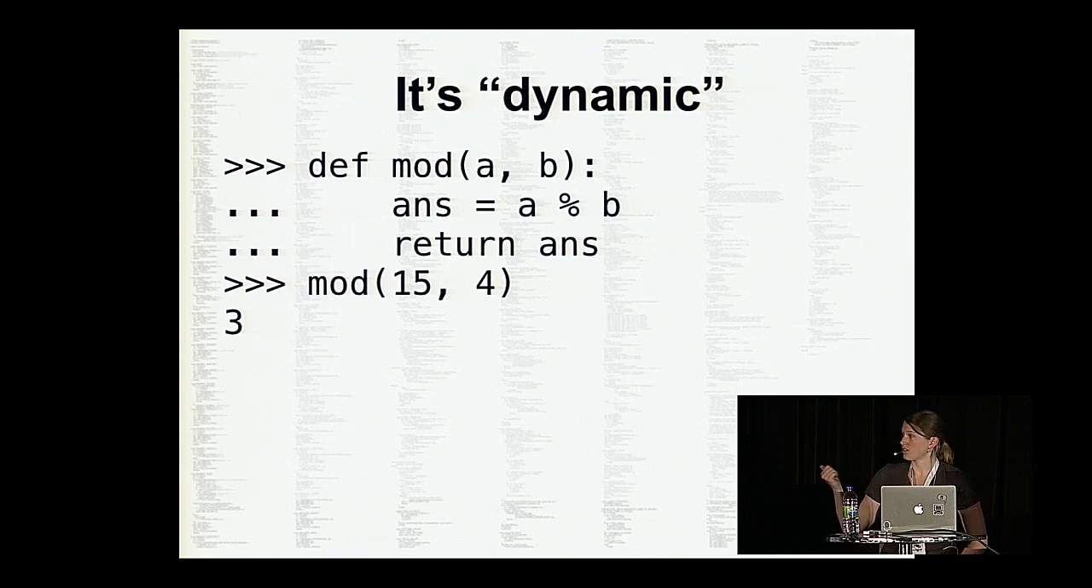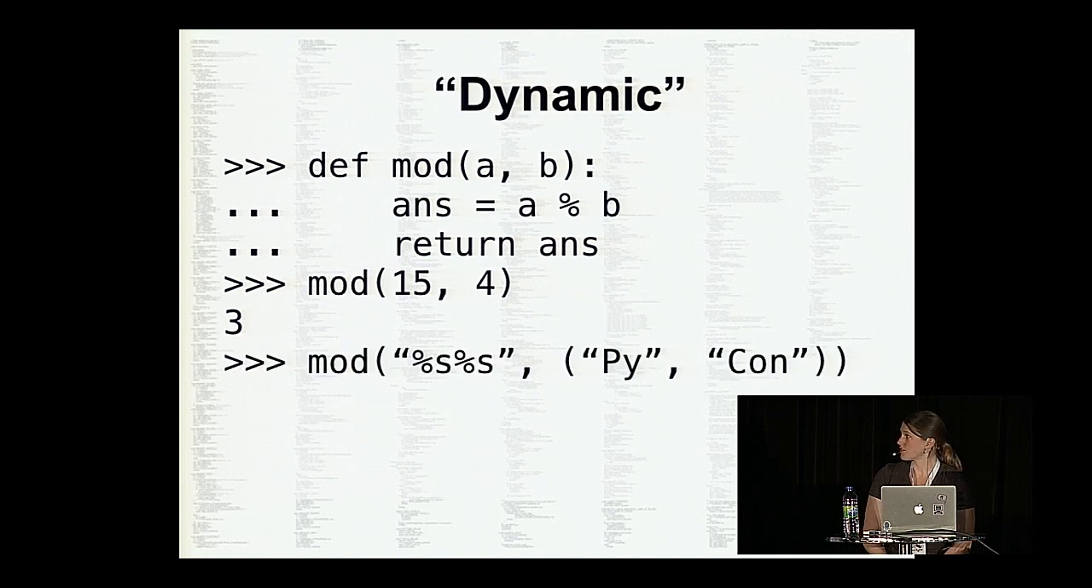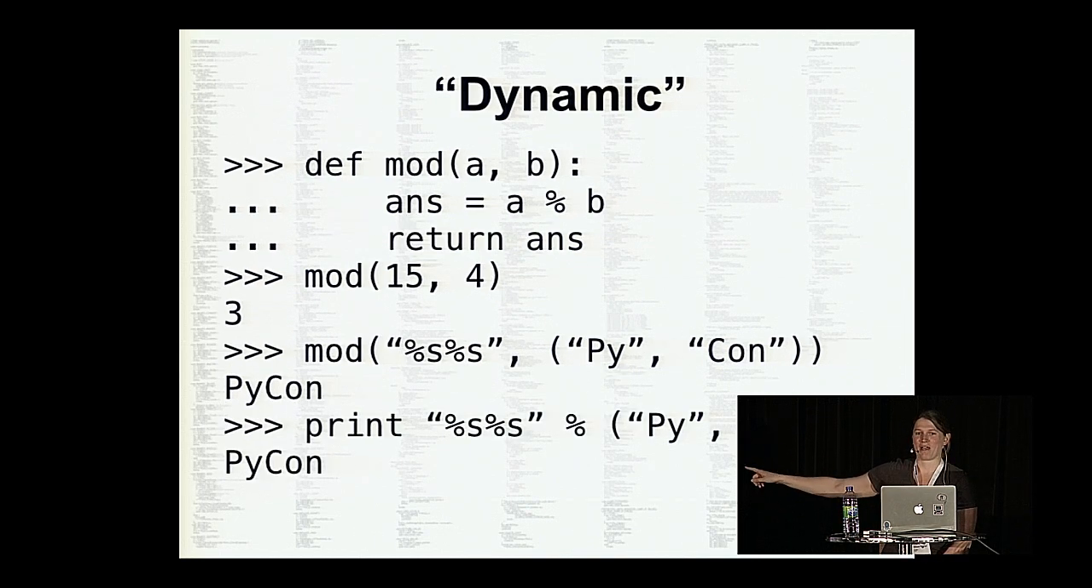So let's look at actually calling this function mod. It's pretty obvious what's going on here. We call mod on 15 and 4, and we get the result 3. Any guesses for what will happen when we call the function like this? Right, well, we get PyCon returned. So this might look really weird to you, but you've almost certainly seen it before. You've seen it as string formatting. So doing string formatting with a modulo like this is just invoking binary modulo on the arguments.